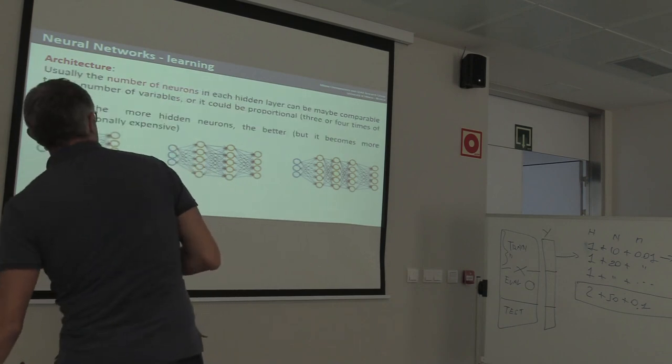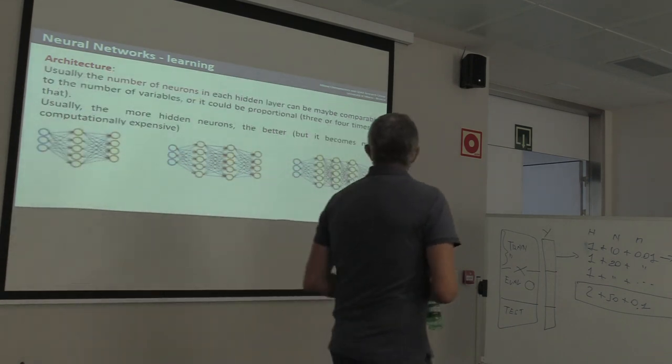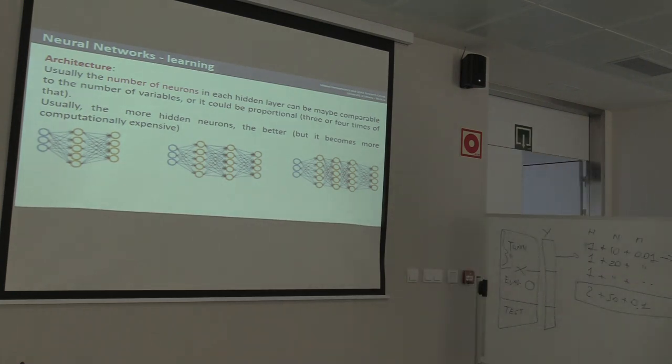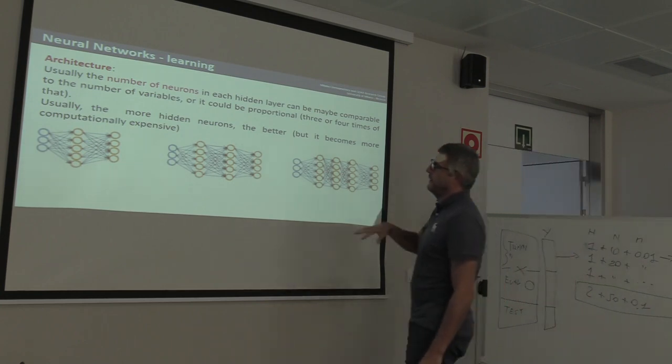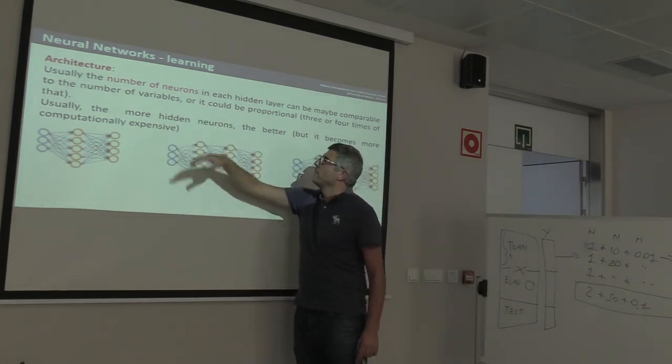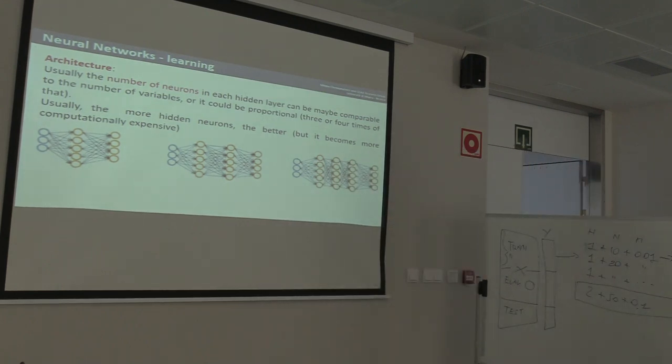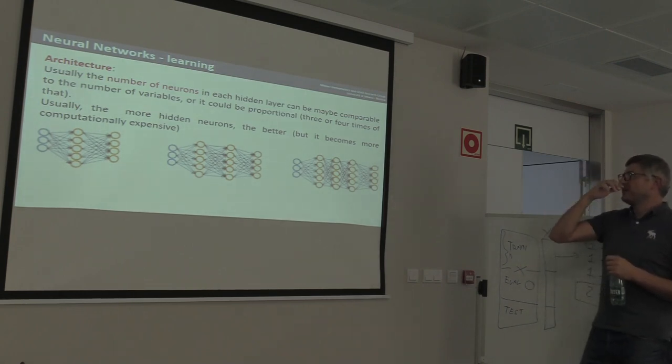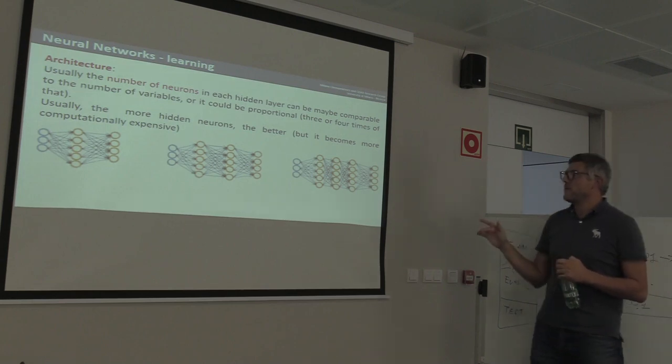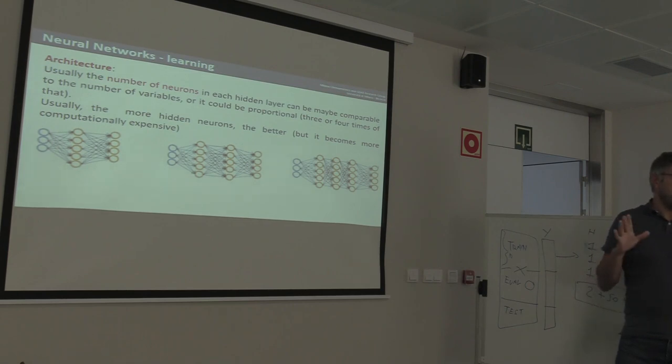Then I also found this suggestion, but I don't know how much to trust it. It says that the number of neurons in each hidden layer can be comparable to the number of variables. It depends, because if you have a limited data set with 10, 20 variables, it's okay. If you have a spectral data set, like the Olmon data set, where we have 3,000 variables or something like that, I wouldn't do a network with 3,000 variables.